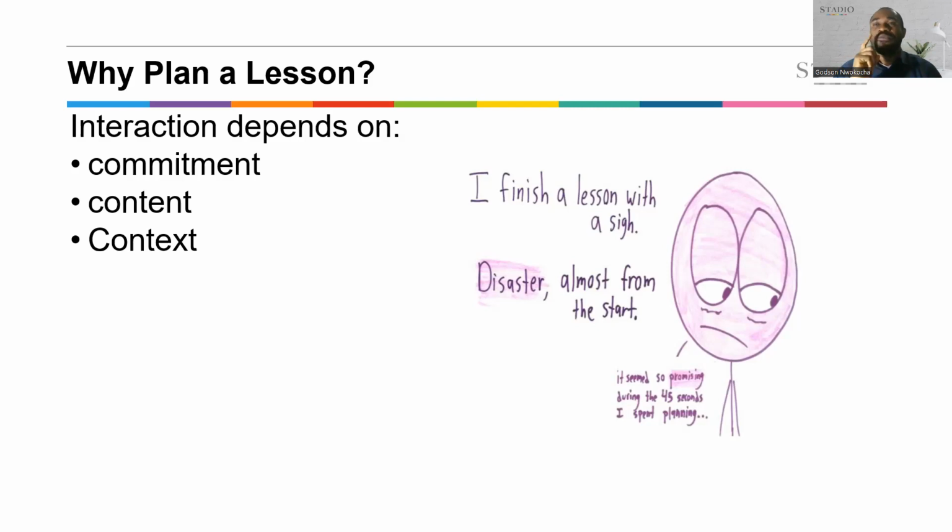You check what amount of resources are available. Would the resources be the best for this particular topic I'm going to teach? I hope this has given you some form of information about why we plan lessons.